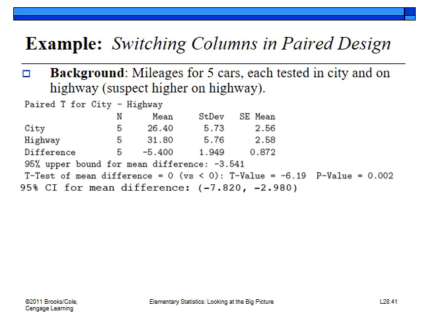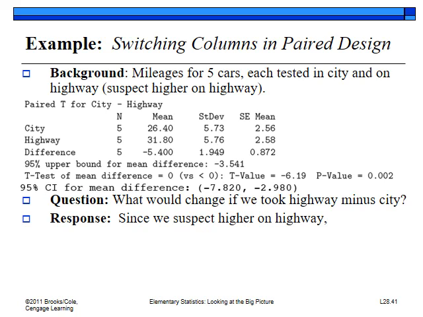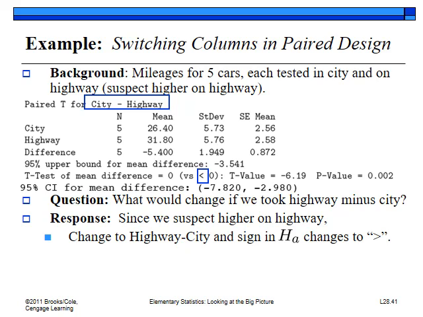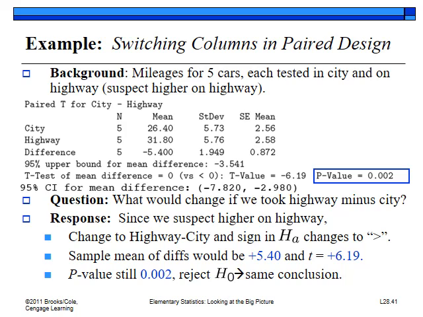What happens when we switch the columns, if we switch the role of city and highway? Well, we ought to see much the same thing, except all the signs are going to change. The inequality is now greater than instead of less than. The mean of the differences would be positive, and the t-value would be positive. The p-value would still be the same, though. Therefore, it doesn't really matter which direction you do the subtraction, as long as you interpret it consistently.